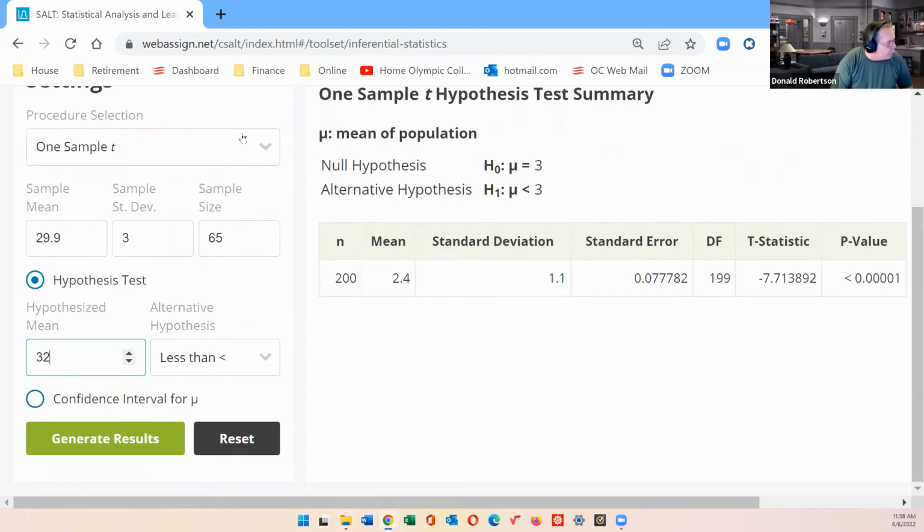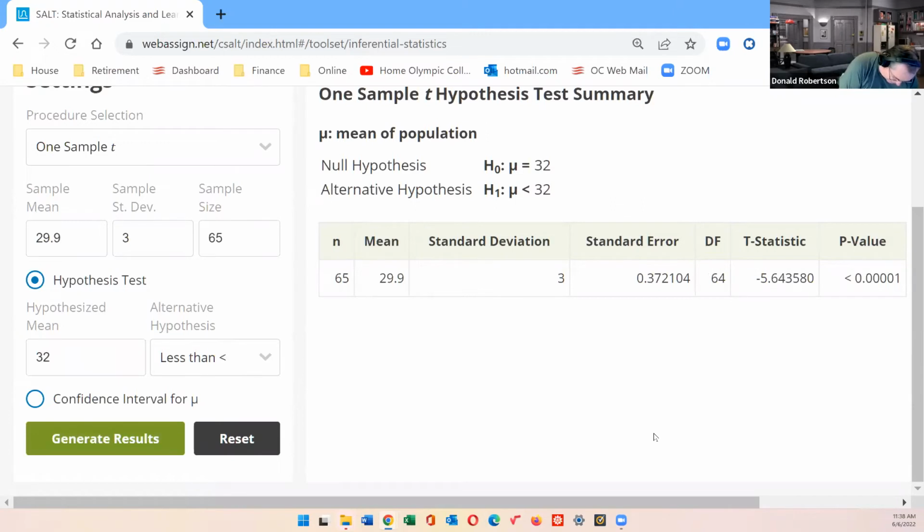So are you comfortable? 1 sample, sample mean, standard deviation of sample, sample size. Null hypothesis 32, alternate, can we prove it's less than that? Generate results. And the t statistic this time is negative 5.64, and the p-value is at less than 0.00001.